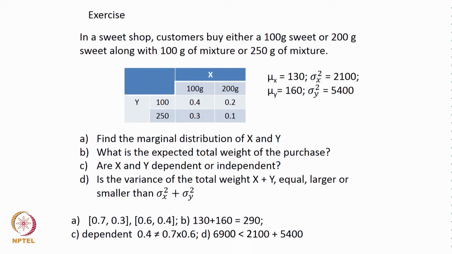Is the variance of the total weight x plus y equal to, larger than, or smaller than sigma x square plus sigma y square? Now we realize that sigma x square is 2100 and sigma y square is 5400, and the variance of the total weight x plus y we can find as well. We can say x plus y can take 200, 300, 250 and 450 with the probabilities that are given. We can now find the expected value and the variance, and if we do that, we will get 6900, which is smaller than sigma x square plus sigma y square.